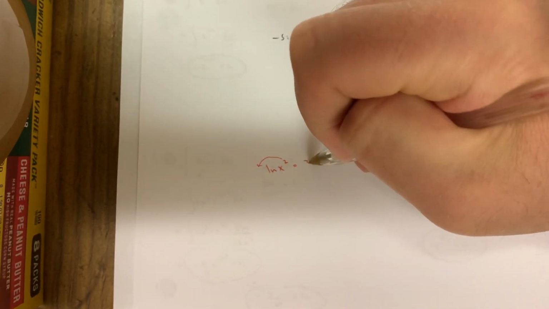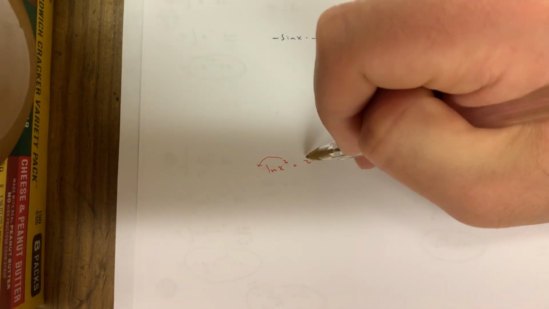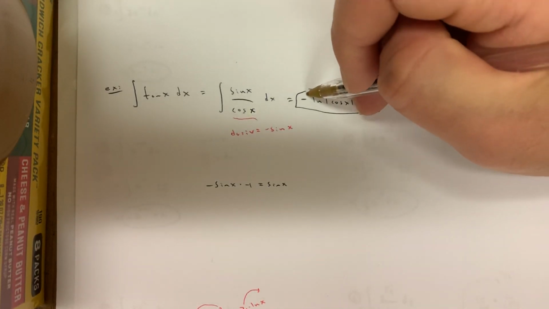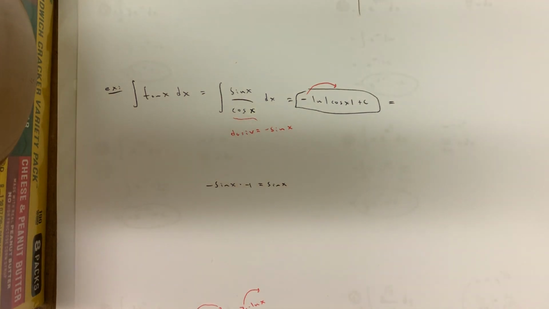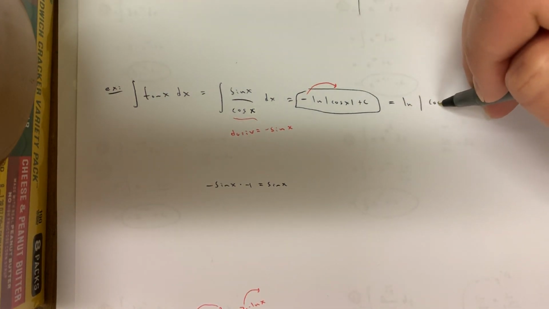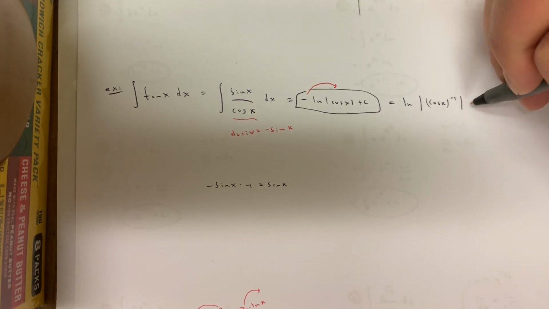The original drop it like it's hot, connected to the front of the ln by multiplication. But don't forget, if you have anything connected to an ln by multiplication, you could put it back up like it's cold, right? Make it an exponent of the argument. That's what we're going to do here. We're going to take this -1 and make it an exponent of cosine x. So ln absolute value of cosine x, quantity to the -1.